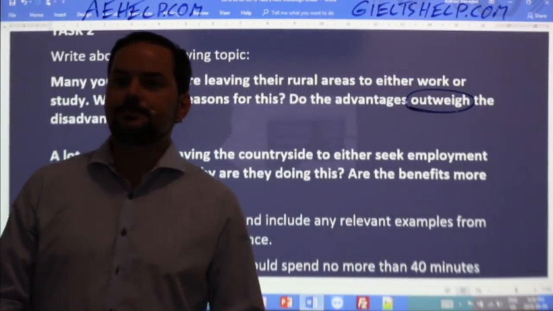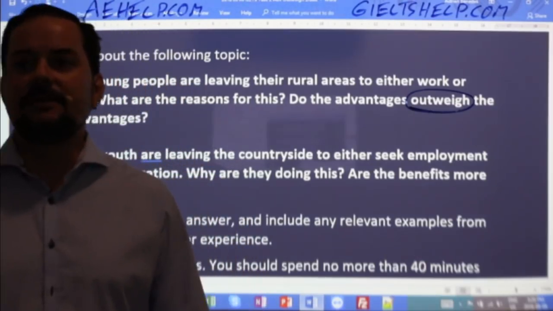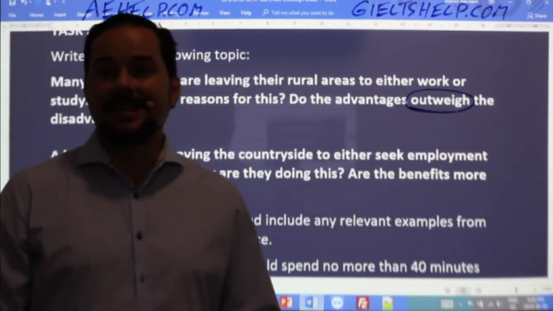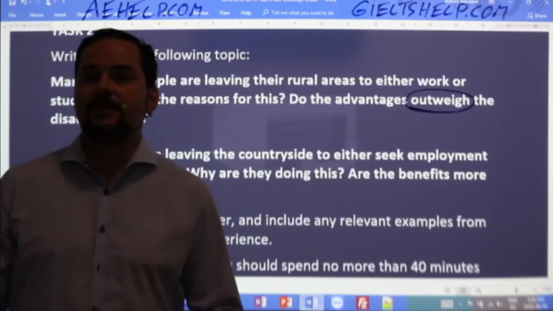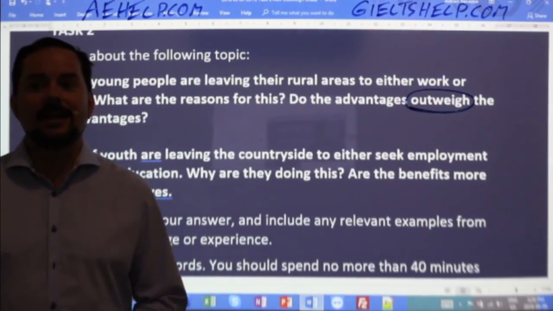Very, very good. Shanu says, I believe that youth migrating to urban cities provides more opportunities to them, but they must stay connected with the roots as well.